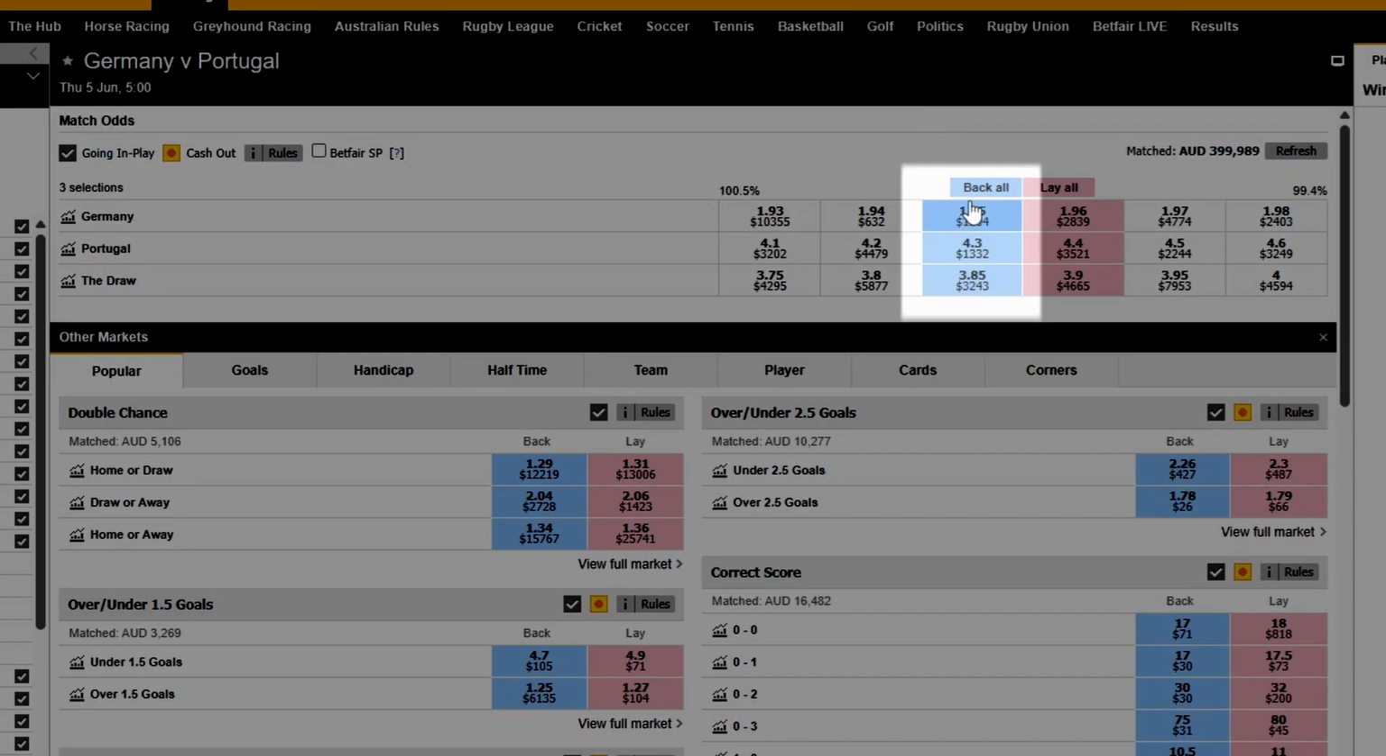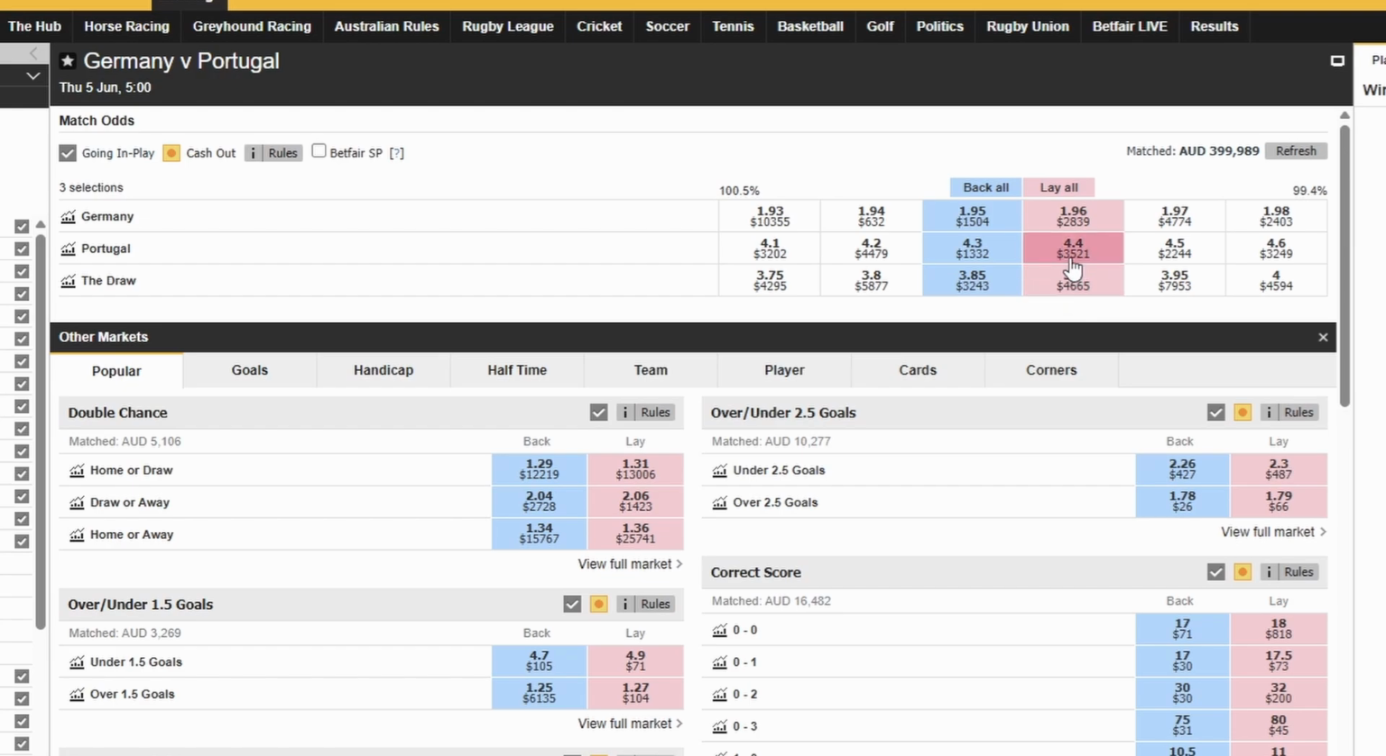So in these blue boxes over here, we've got the back odds. And the ones that we'll mainly be focusing on today, in the pink boxes on the right hand side, we have the lay odds. Inside the boxes you will see figures as well, and that is the amount that is ready to be backed and laid at those particular odds. So in this instance, if we wanted to lay Portugal, we would click this red box here at 4.4.